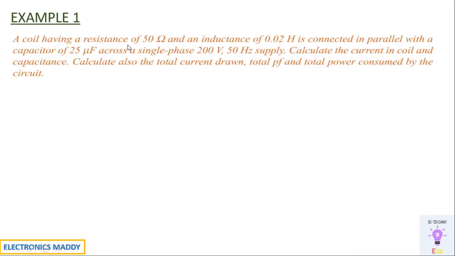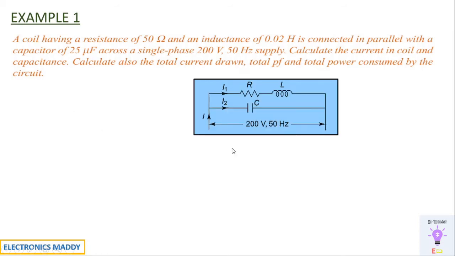So work out example 1. A coil having a resistance of 50 ohm and inductance of 0.02 Henry is connected in parallel with a capacitor of 25 microfarad across a single phase 200 volt 50 Hz supply. Calculate the current in the coil and capacitance. Calculate also the total current drawn, total power factor, total power consumed by the circuit. So they have asked us to find a lot of things. First step is to draw the circuit diagram.